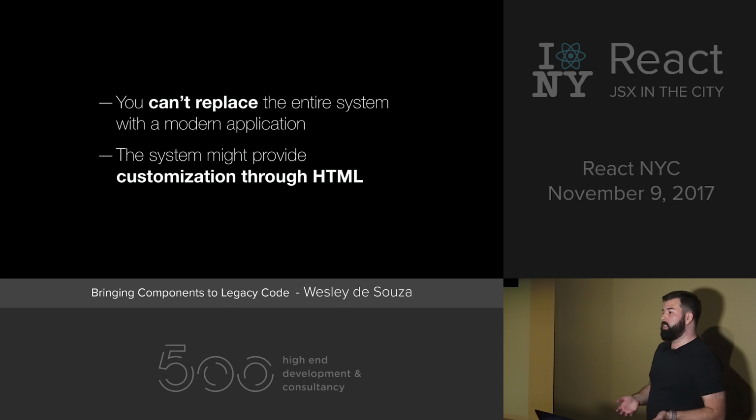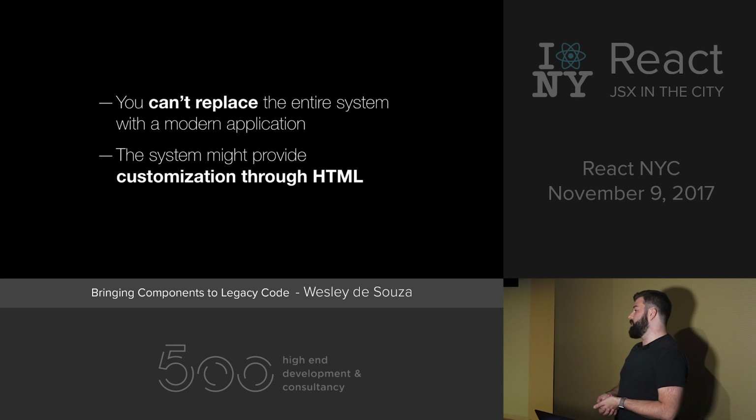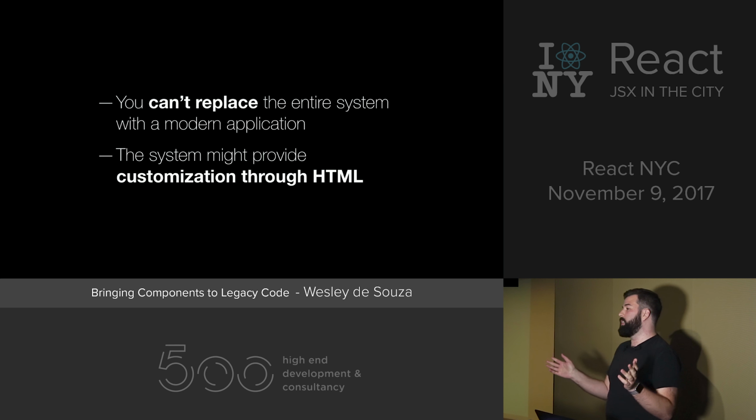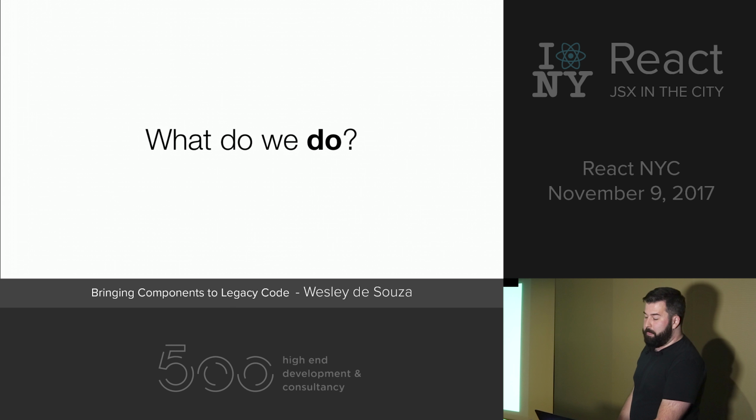You can replace the whole thing, as I said, with one application. And the system might want to customize things. So you can just say, oh, give me an API, I'll render everything. Because they'll say, no, we can only give you HTML. And this is a true story. So what do we do?